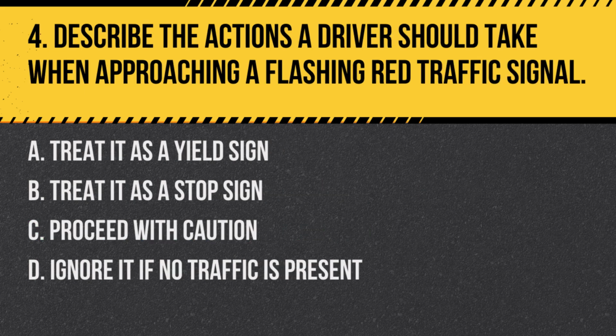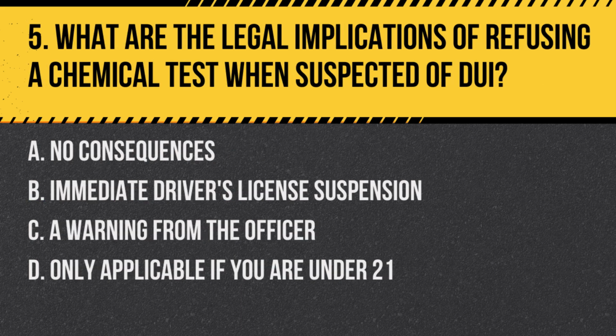Question 4. Describe the actions a driver should take when approaching a flashing red traffic signal. A. Treat it as a yield sign. B. Treat it as a stop sign. C. Proceed with caution. D. Ignore it if no traffic is present. Answer. B. Treat it as a stop sign. A flashing red light should be treated the same as a stop sign, meaning come to a complete stop and proceed when safe.